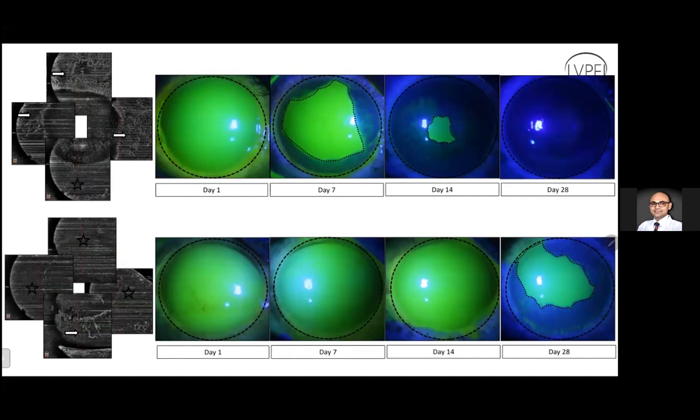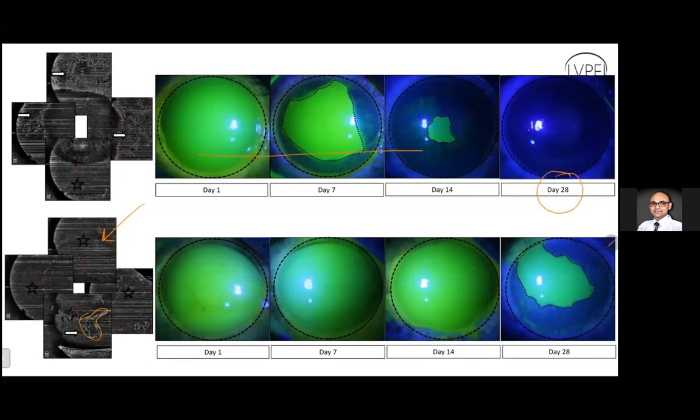So in both these cases, above and below, both are cases of grade 6 DUA. The one on top, you can see that there are at least 3 quadrants in which you can see some vessels. The one on the bottom, you can see that there are almost no vessels except for this isolated area, so only around 10 to 15% in the eye at the bottom. And you can see that the eye on top with medical therapy has completely resolved by day 28.